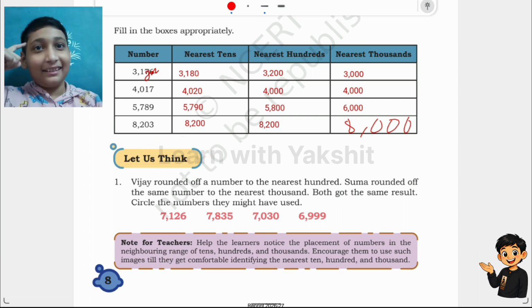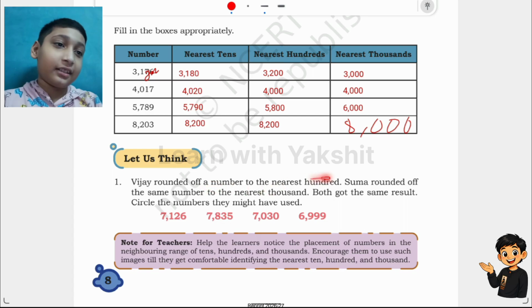Let us think. Vijay rounded off to the nearest hundred. Suma rounded off the same number to the nearest thousand. Both got the same result. Circle the numbers they might have used.